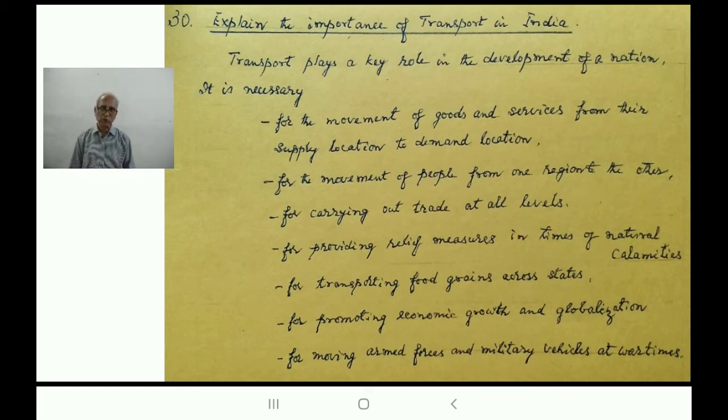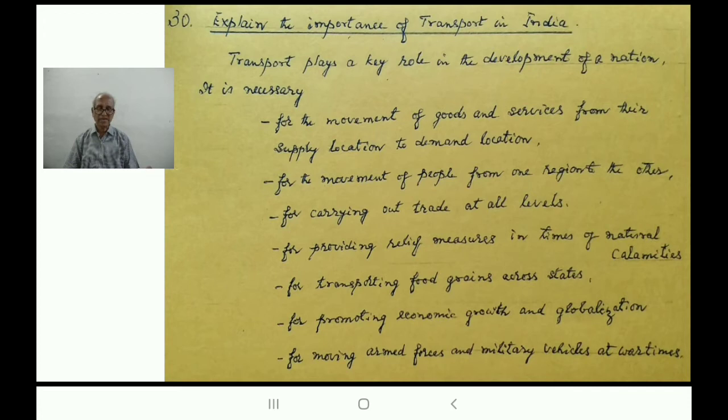Transport plays a key role in the development of a nation. It is necessary. What for? You have to make a case for it now. For the movement of goods and services from their supply location to demand location. Goods which are produced in the farms have to reach places where they are consumed. Goods that are produced by industries have to reach the consumers. For this, we need very good roads. For the movement of people from one region to the other, from one part of the country to the other.